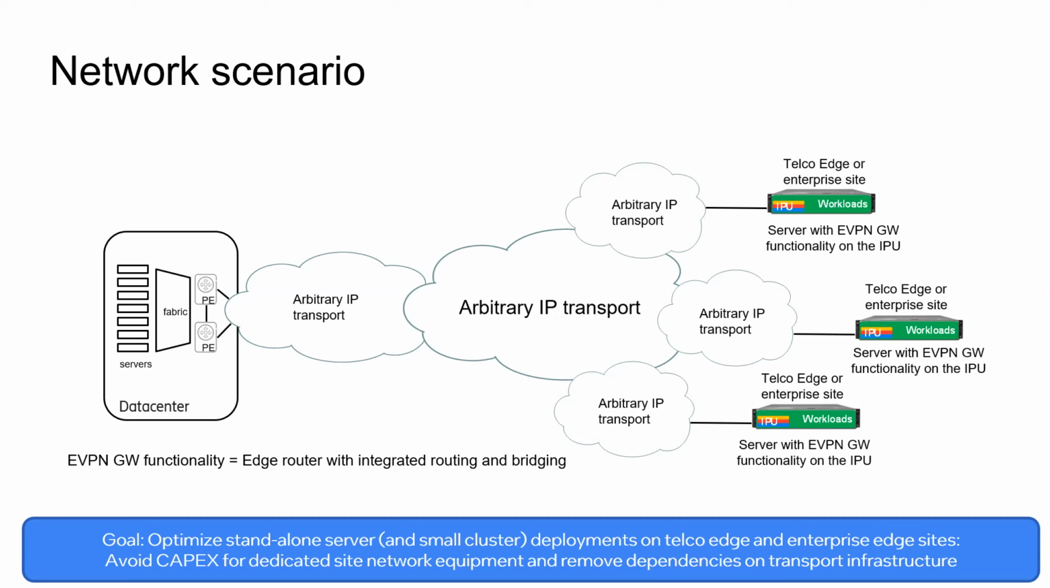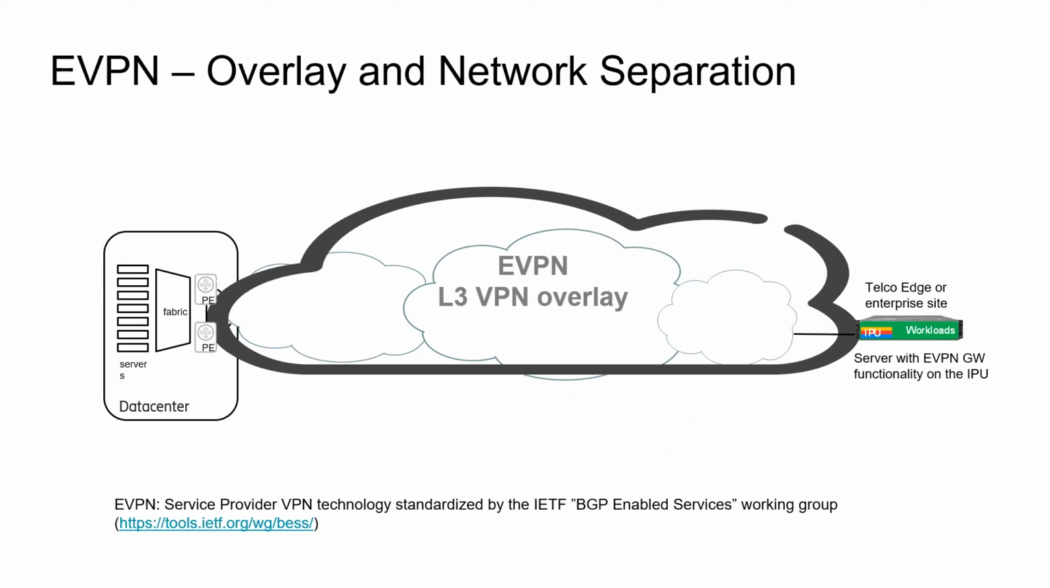Down at the bottom there in the blue box, our overall goal is to reduce the size of the small site locations, and we'd really like to get that down to a single server with all of the networking offloaded onto the IPU. Obviously this has cost savings, because it avoids the need to deploy dedicated networking equipment at those small sites. So next slide, Mike.